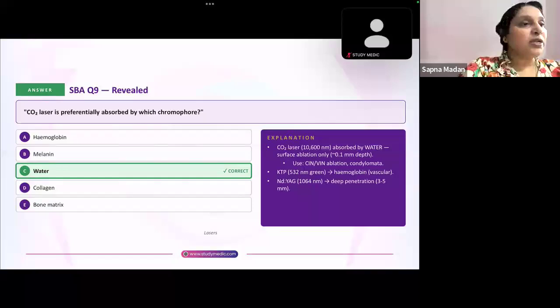For KTP, the chromophore is hemoglobin, and its wavelength is 532 nanometers. Nd:YAG has a deeper penetration, around 3 to 5 millimeters, and the wavelength is around 1064 nanometers.